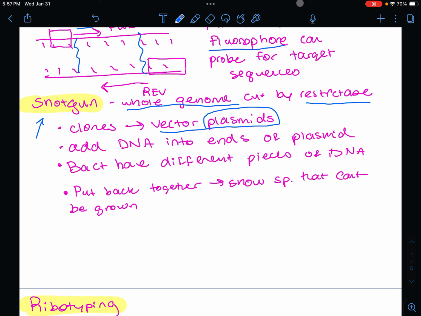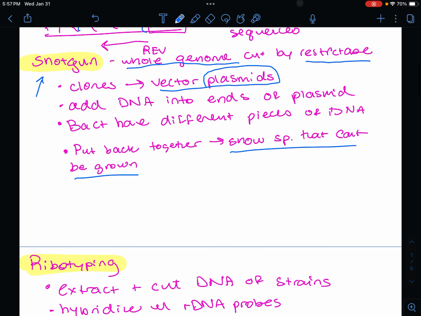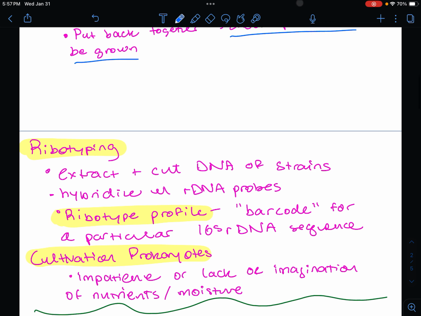You could use this as a tool to explore the genomic complexity of microbial populations. Bacteria will have different pieces of DNA. Again, with the shotgun method, after all those fragments are cloned, they're just going to make different sequences, and then you try to order the sequences all together in the end product.